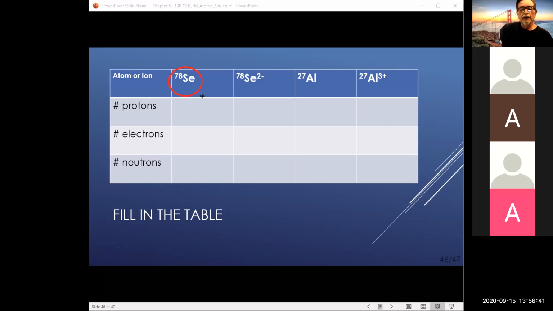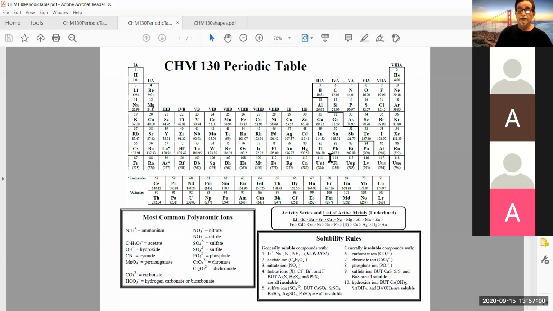How could I determine that? How can I determine if Se, selenium 78, is the most abundant isotope? Okay. What tool do you have that you can use? You can look at the periodic table. You got it. I need to find it.